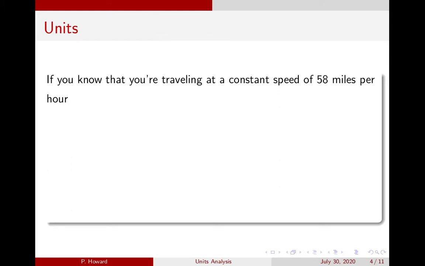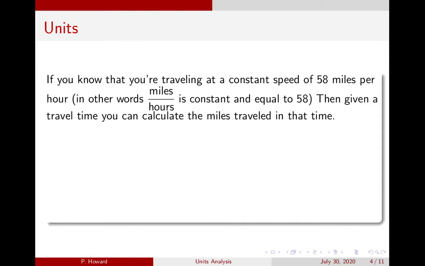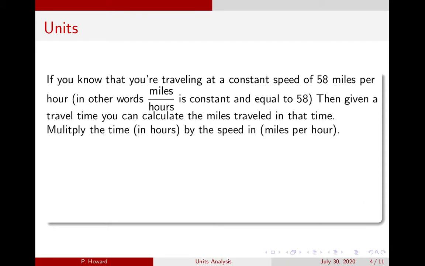Let's try a related problem here. Let's suppose you know that you're traveling at a constant speed of 58 miles per hour. So this means that miles per hour, miles over hours, is constant and equal to 58. So then, given a travel time, you can calculate the miles traveled in that time. This is a calculation I imagine you've done in the past. You multiply the time in hours by the speed in miles per hour.